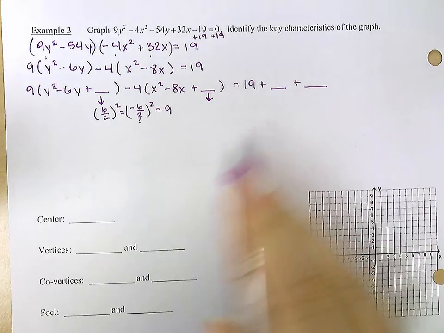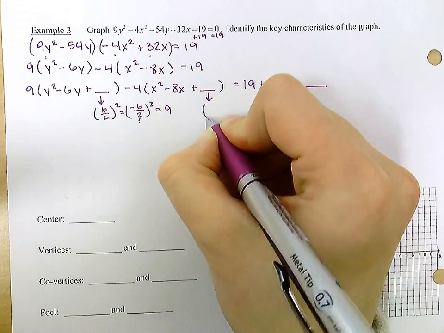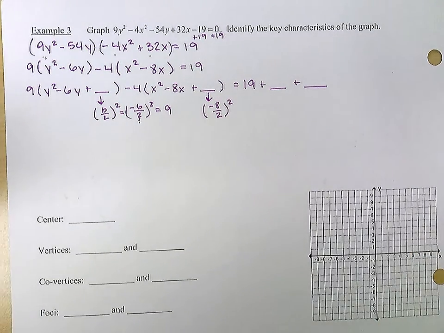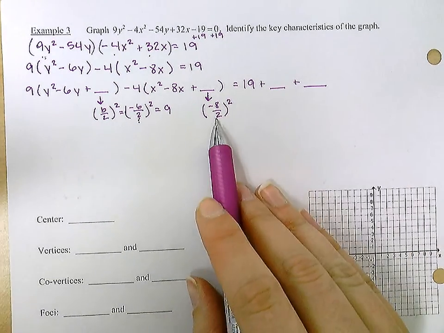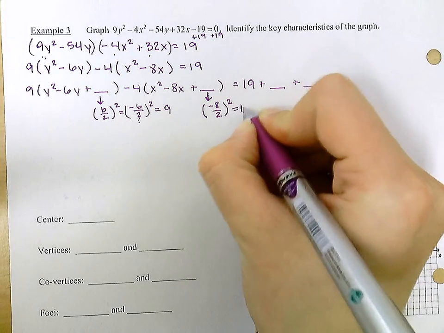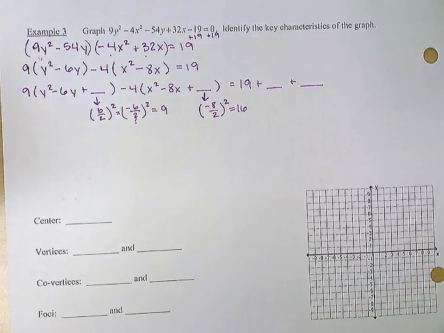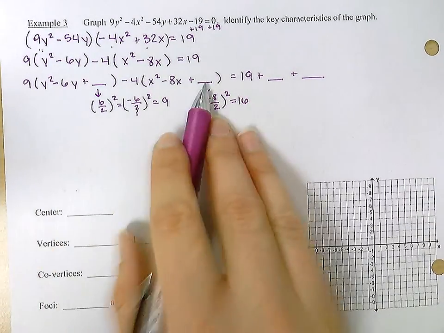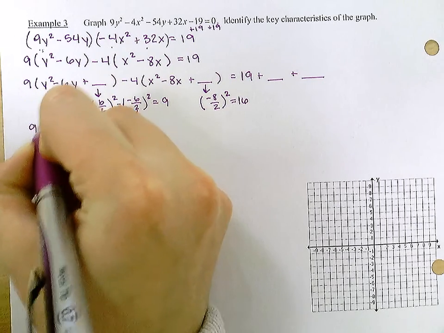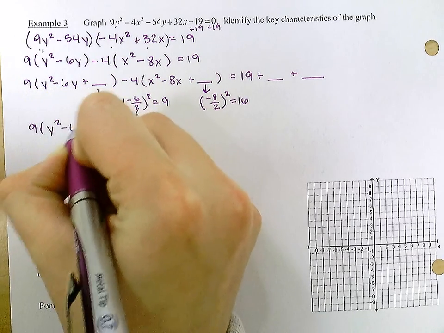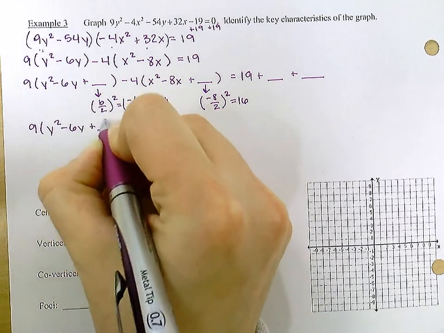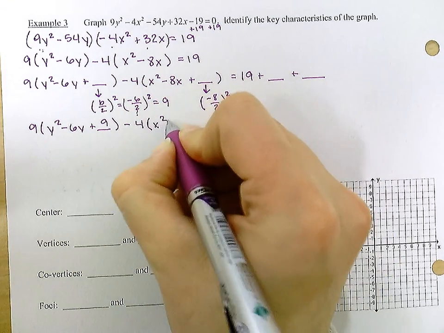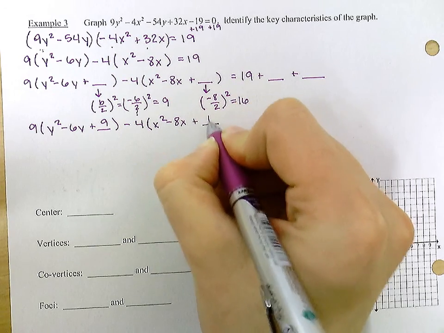Okay, same thing with our second one here. We want to take our b value of negative 8. Divide that by 2 and square it. Okay, that's negative 4. Negative 4 squared is 16. Okay, so that's what I want to add into these blank spaces here. So I have 9 times y squared minus 6y plus 9, minus 4 times the quantity x squared minus 8x plus 16.